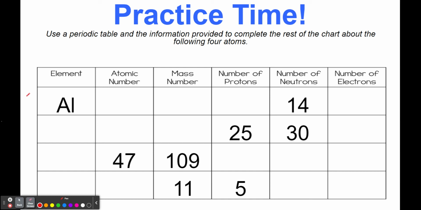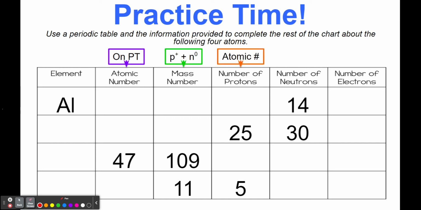All right. So we're given the elemental symbol. So Al. If I look that up on my periodic table, that's aluminum. All right. And let's see. Yeah, atomic number I can find on the periodic table. Mass number, protons plus neutrons. Number of protons is the same as the atomic number. And then if we want the number of neutrons, we take the mass number minus the protons, sorry. And then number of electrons, same as protons. Because unless it tells us otherwise, we're assuming this atom does not have a charge.